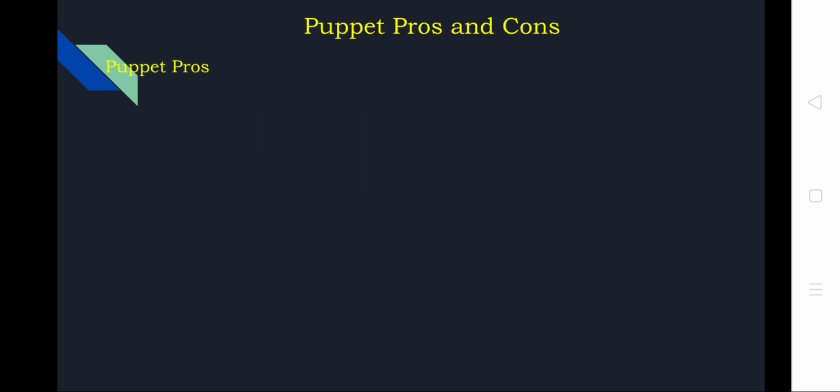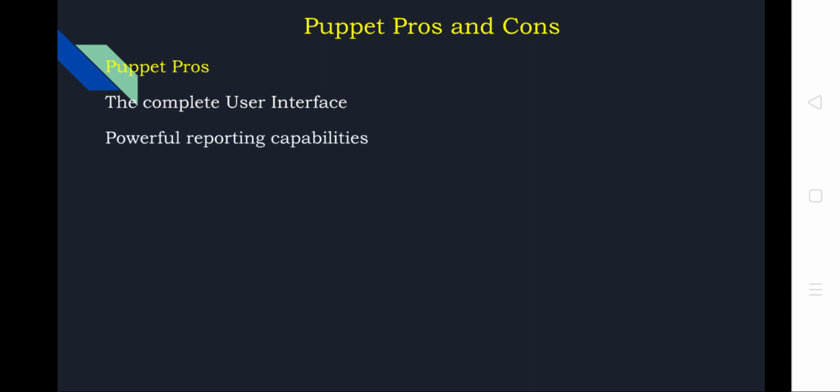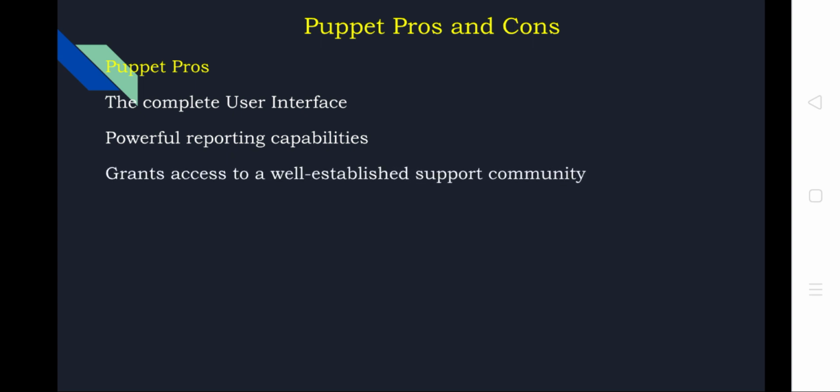That means they are operable on the Windows platform. Let us see the pros and cons of Puppet and Chef. First of all, the pros of Puppet. Puppet has a complete user interface, which means the user can interact comfortably with the environment. And powerful reporting capabilities, that is state management. The reports are available in a proper manner then and there. Which server is down, which node is down, which is up, and what time it is up, all those reports you can get from the configuration.